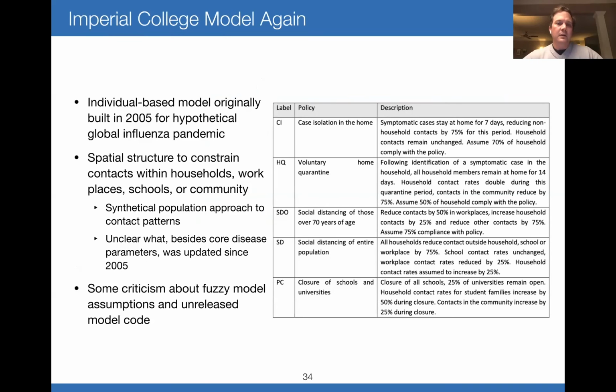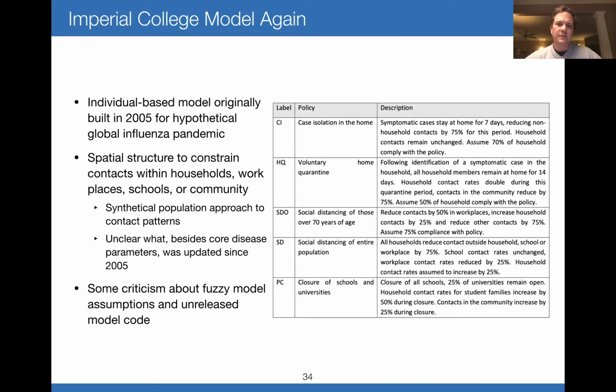Going back to the Imperial College model, again, I showed you the results, but let me just tell you about the methods. This is an individual-based model, which is a synonym for agent-based model, that was originally built in 2005 for a hypothetical global influenza pandemic. And it had a spatial structure to constrain the types of contacts that were possible into households, workplaces, schools, and the community. This level of granularity is really only possible with an individual-level model like this. It used a synthetic population approach to generate these contact patterns.